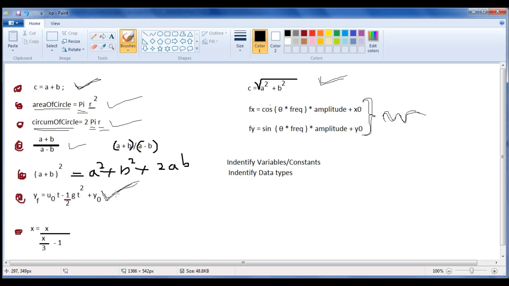Next we have a formula for projectile motion. Projectile motion means a falling ball, right? When you throw a ball, it will fall in a projectile motion. For that we have this formula. Now let us first identify the variables. We need y naught, which is the initial position, and yf, the final position. These are going to be changing, they are variables.